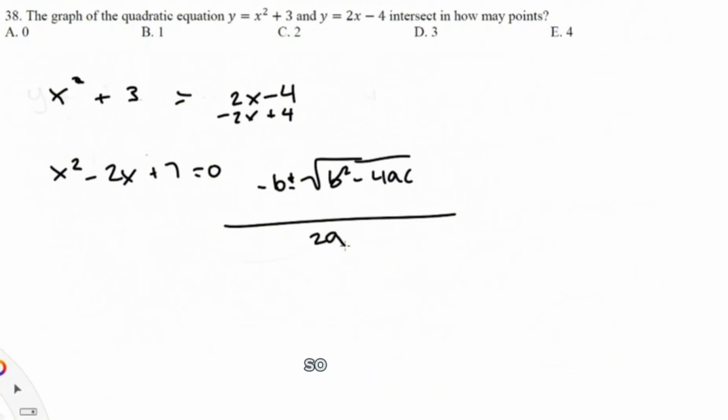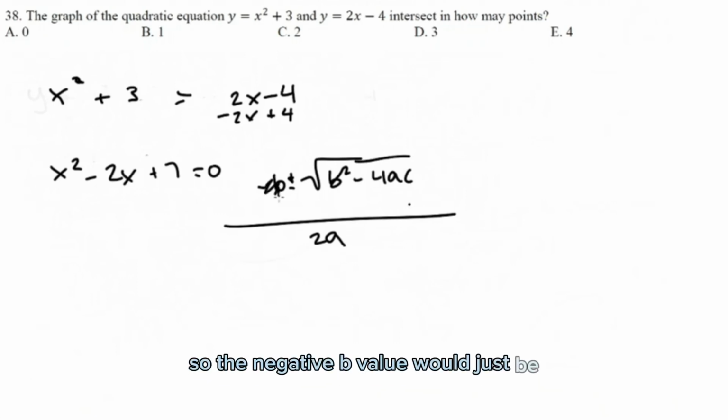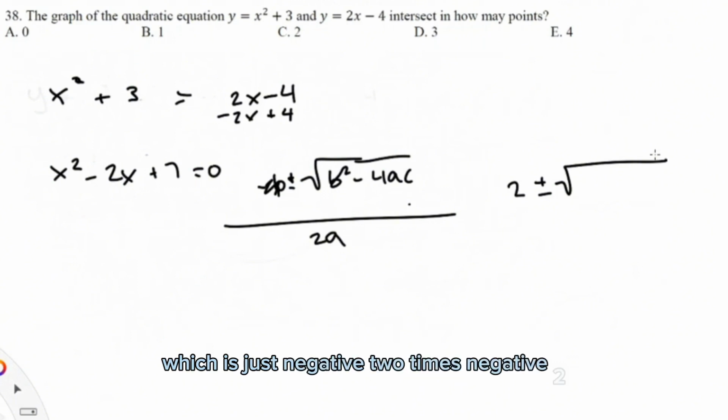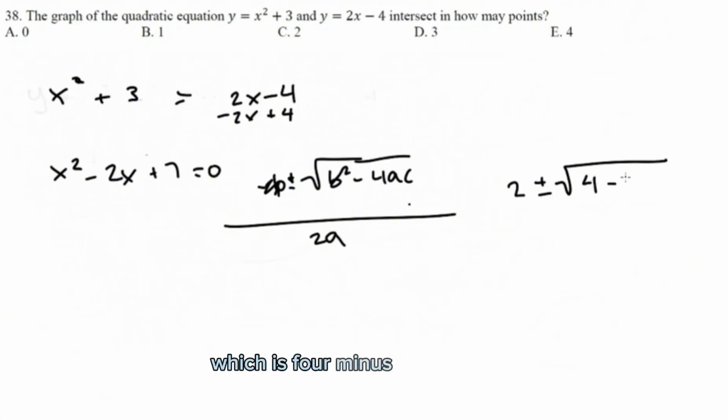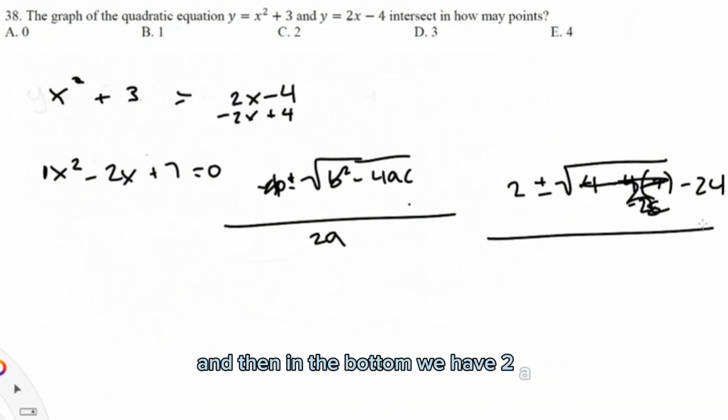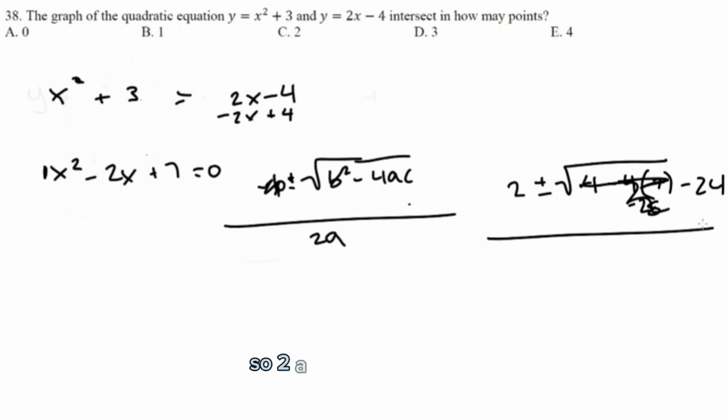Alright, let's do it. So right here, the b value is negative 2. So the negative b value would just be positive 2, plus or minus the square root of b squared, which is negative 2 times negative 2, which is 4, minus 4 times a times c. What is a times c here? A times c is 7 because there's a 1 right here. So 4 times 7 is 28, so this comes to negative 24. And then at the bottom we have 2a. A is just 1 here, so 2a would just be 2.